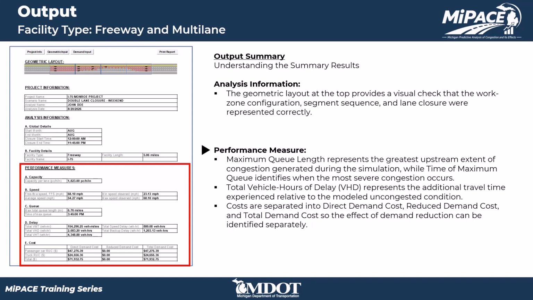Finally, the cost section converts the delay impact into passenger car and truck road user costs. Costs are separated into direct demand costs, reduced demand cost, and the total demand cost so that the effects of demand reduction can be reviewed separately.